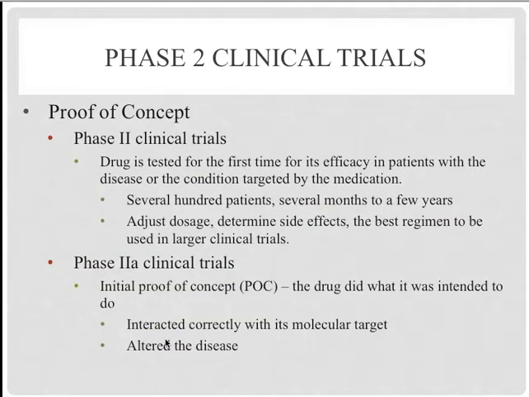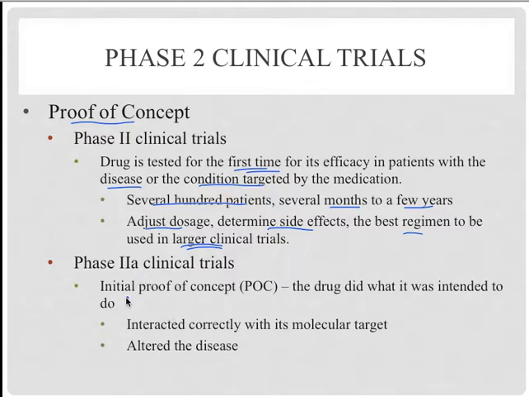Phase 2 are the clinical trials, and this is proof of concept. The drug is tested for the first time in patients that have the disease or the condition. Several hundred patients are tested, and this can last several months to a few years. The dosages are adjusted, side effects again are determined, and the best regimen to take it to larger clinical trials.